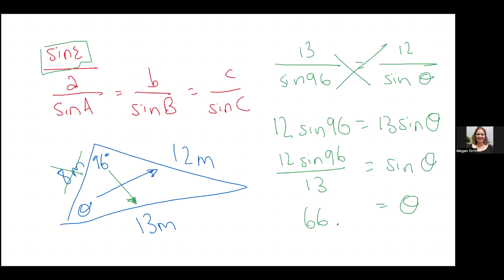66.68 degrees. Do you not agree with me? No? Oh, sorry, 66.64, you're right. I was looking at the next number, which was an 8. Okay, good. Let's have a look at the cosine rule.